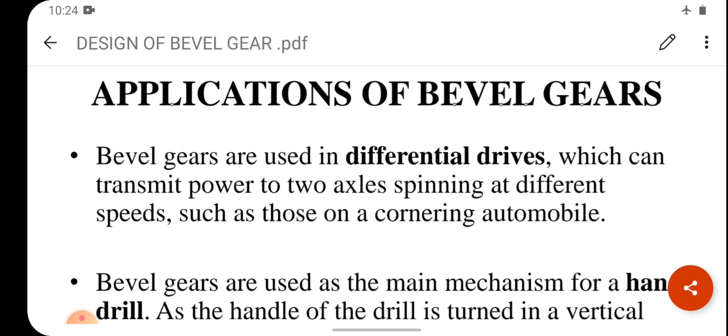The motion of this wheel is 90 degrees to the motion of the engine. So with the help of bevel gears you can obtain this type of speed. So this is the application of bevel gear.